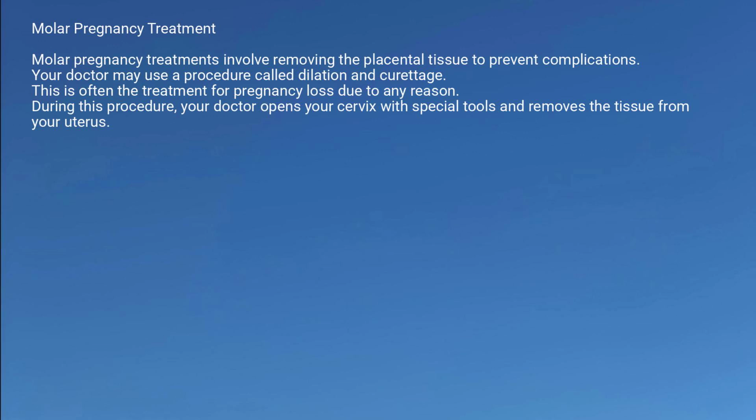Molar pregnancy treatment. Molar pregnancy treatments involve removing the placental tissue to prevent complications. Your doctor may use a procedure called dilation and curettage. This is often the treatment for pregnancy loss due to any reason. During this procedure, your doctor opens your cervix with special tools and removes the tissue from your uterus.